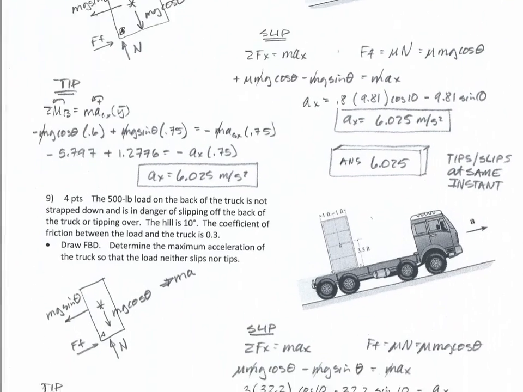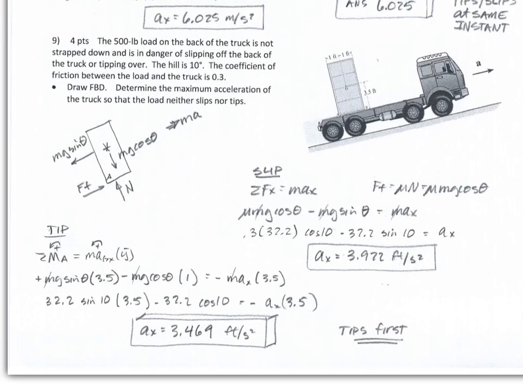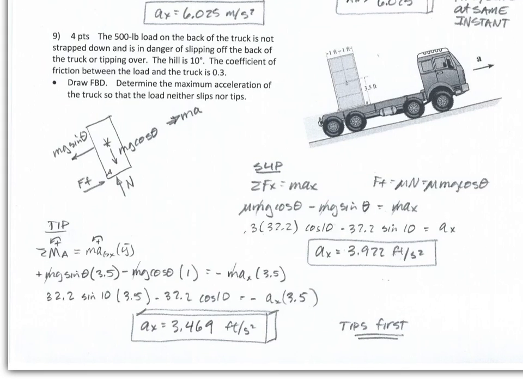If the box is a little skinnier, which some of you had as a question, it's a little bit different. The analysis is exactly the same, and we say that the slip condition can be analyzed with one equation, and the tip condition can be analyzed with the moment equation in exactly the same way. The answers are just slightly different here. Because it's skinnier, we can see that it will slip at 3.922, and it tips at 3.469, so that it definitely tips first.